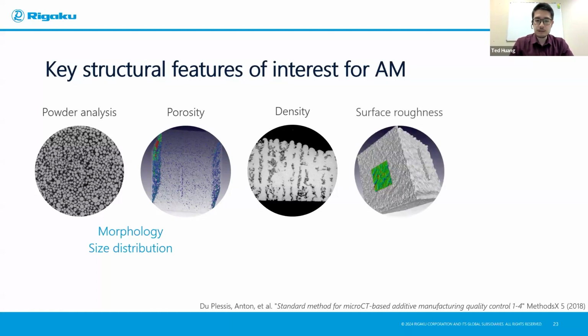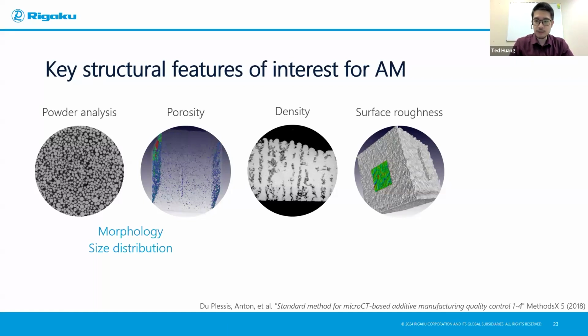And the last one Dr. Anton Duplessis brought up was the surface roughness. Many of the printing processes leave you with some rough surface, which could be caused by not very homogeneous fusing of the powders. So you want to look at the surface roughness.